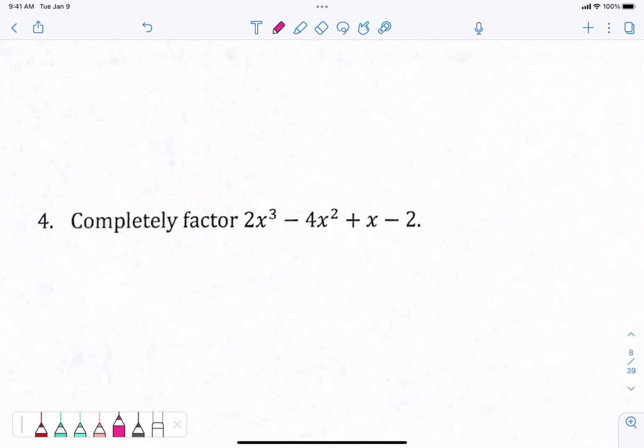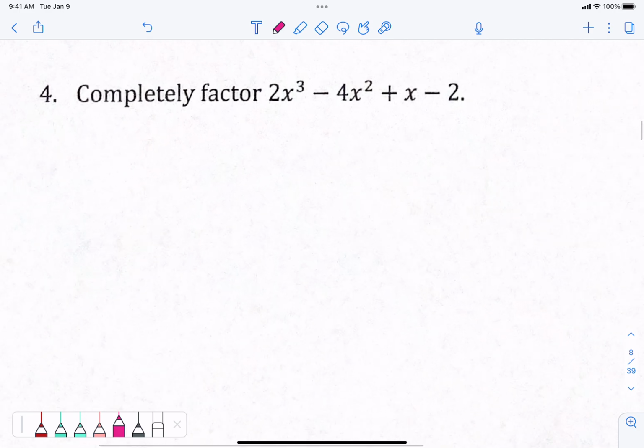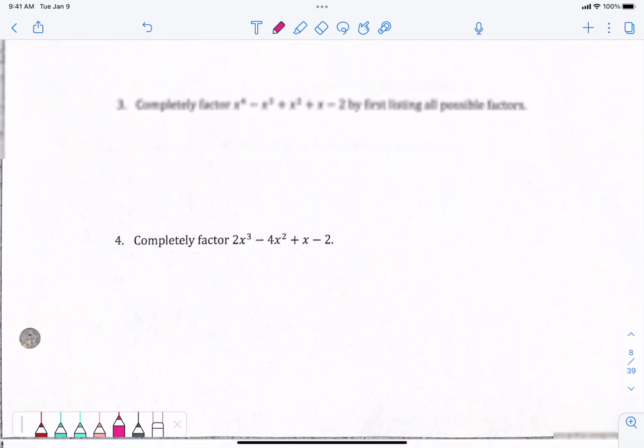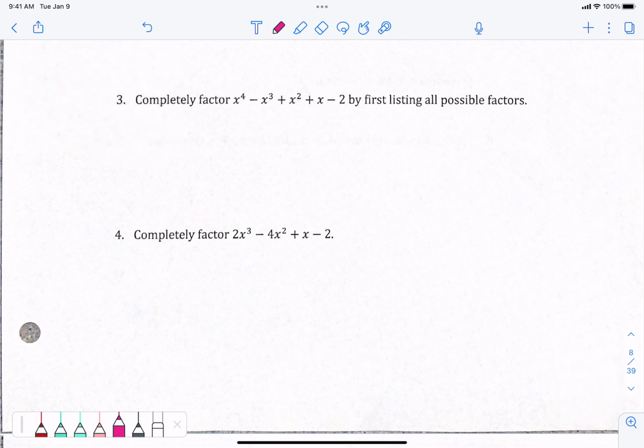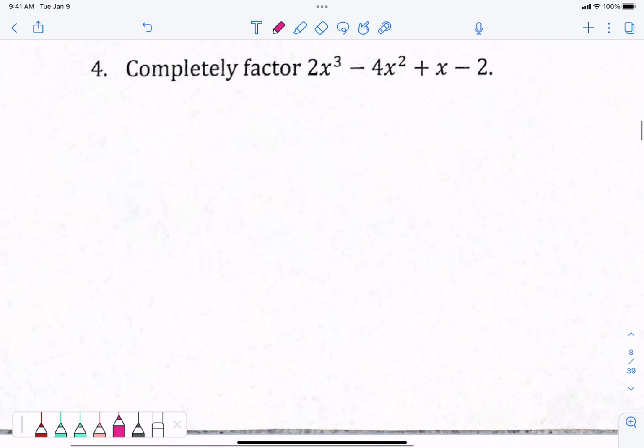Okay, let's do number 4. Completely factor. Now, number 4, we're going to do just like we would do number 2, but it doesn't have A, B, C, D lined up. We'll do number 4 together. Completely factor this thing. We're completely breaking it down. I could try factor by grouping, which does work, but we're going to pretend it doesn't.